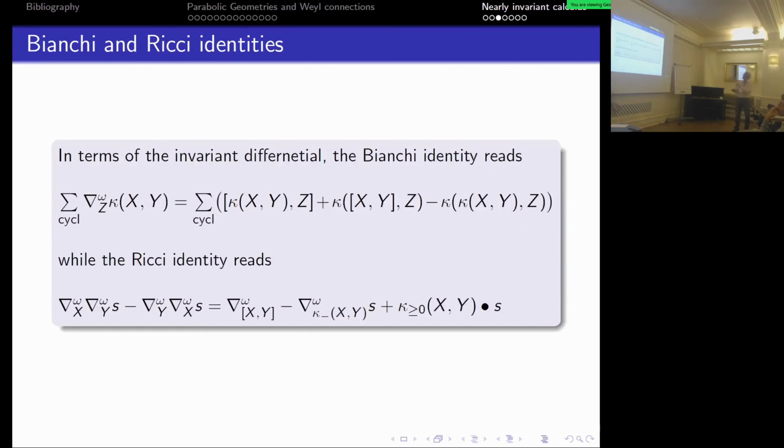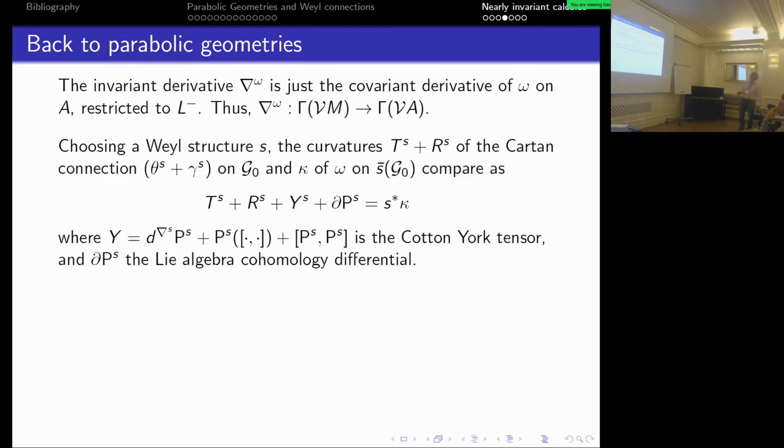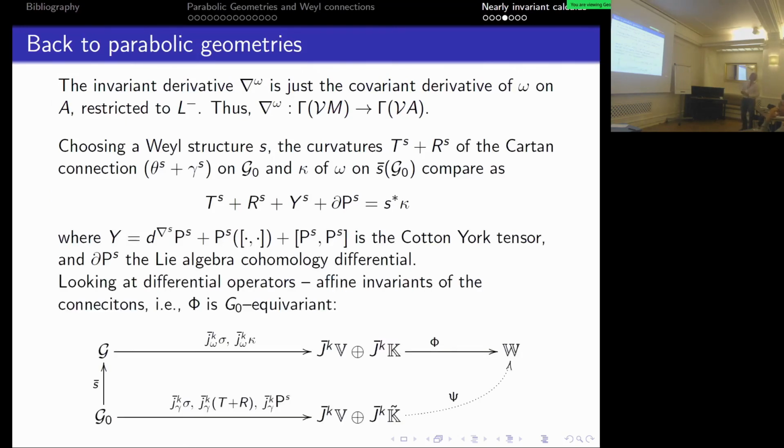Now I'm talking about absolutely general Cartan connections. You have always got Bianchi and Ricci identities in this very general way, and it's even easier to prove them than what you see in the textbooks for the affine cases. And if we go back to the parabolic geometries, we can easily compare the curvatures. I will not go into the details.